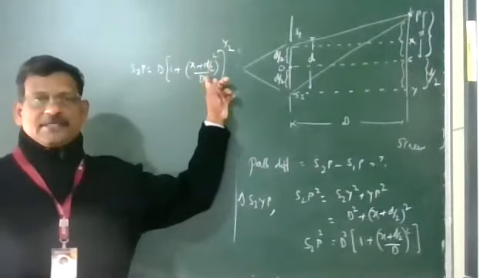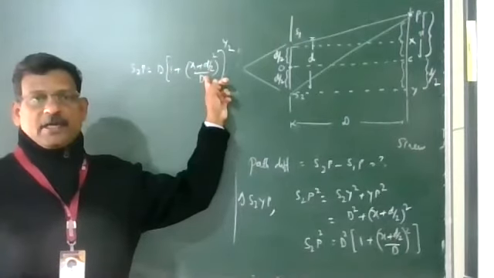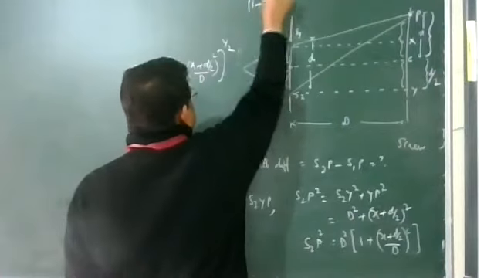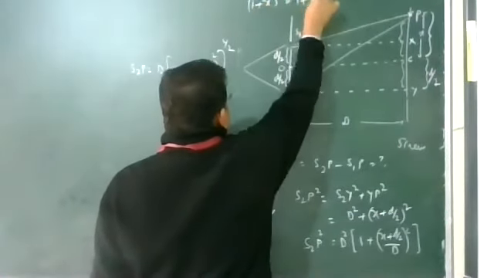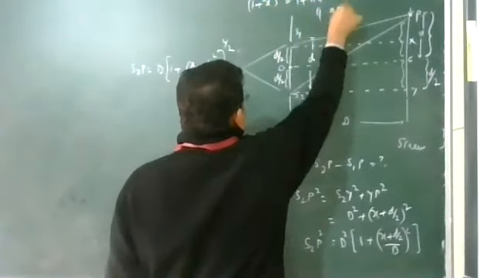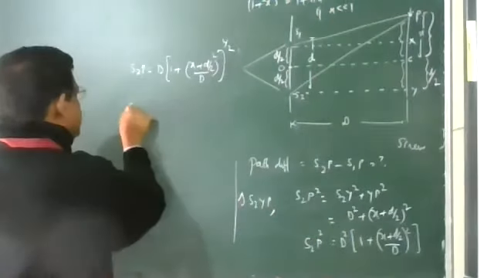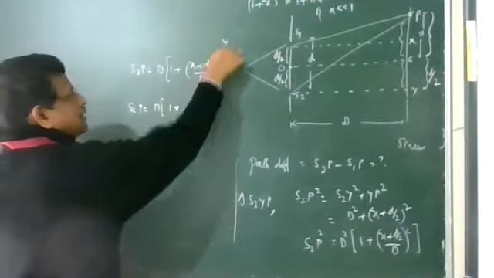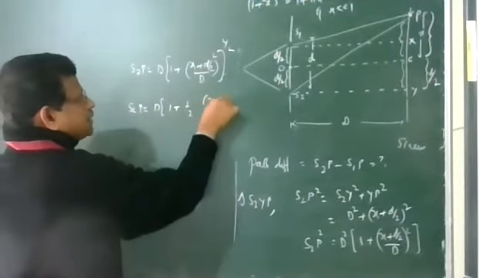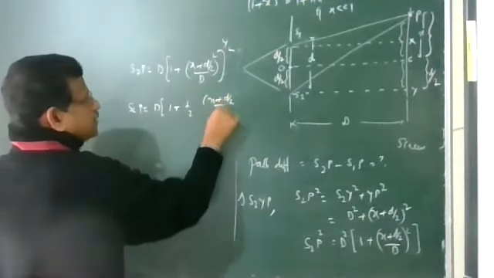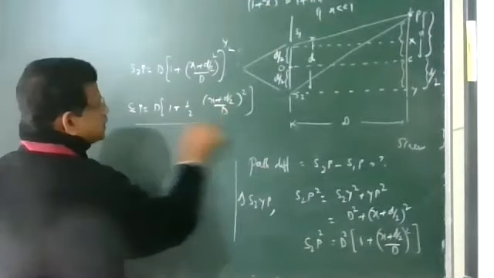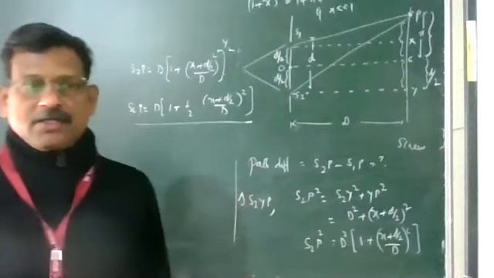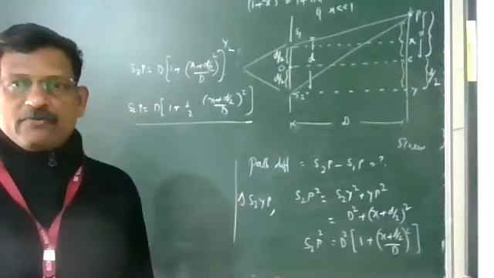This part will be less than 1. We can expand this binomially as 1 plus x to the power n, which is approximately 1 plus nx when x is small. So expanding here, S2 is equal to D times 1 plus half of X plus D by 2 over D, whole squared. This is S2P.